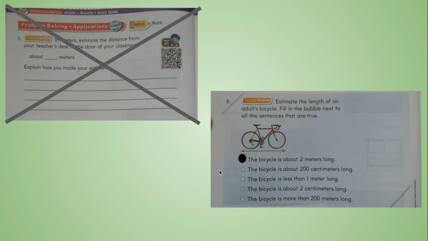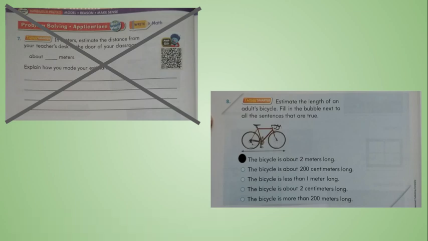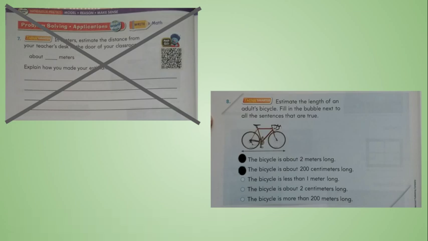The next sentence says the bicycle is about 200 centimeters long. Well, if 1 meter is 100 centimeters, 2 meters is 200 centimeters. So if I said that the first sentence is true, 200 centimeters is the same as 2 meters. So this would have to be true also. The bicycle is less than 1 meter long. Well, that can't be right because I just said it's about 2 meters long, so it wouldn't be shorter.